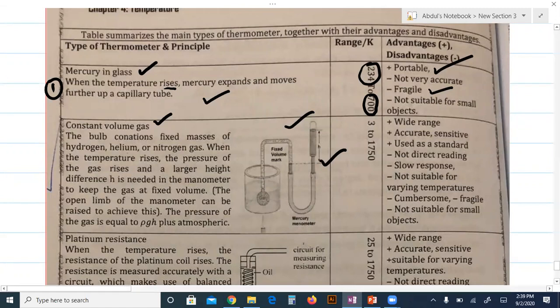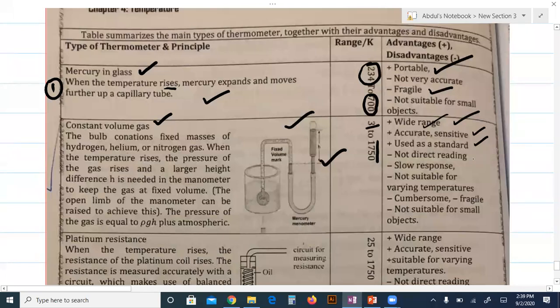And its range is 3 Kelvin to 1750 Kelvin. Towards the advantage: wide range. It is the most accurate thermometer. It is sensitive. It can be used as a standard, meaning for the calibration of the other thermometers.